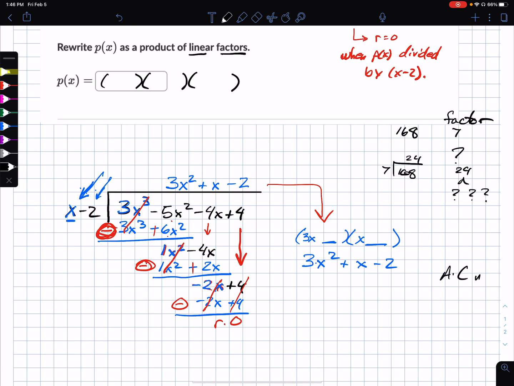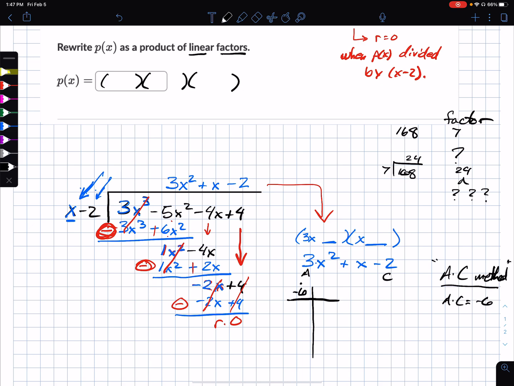Okay, the AC method is named that because what we do is we look at the a coefficient and the c coefficient, and we multiply those together. A times c in this case is -6. And so we take -6.